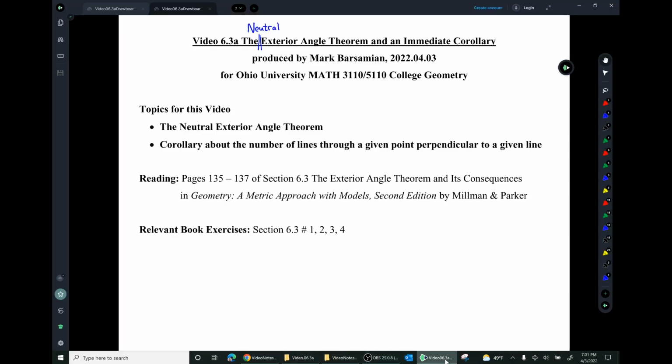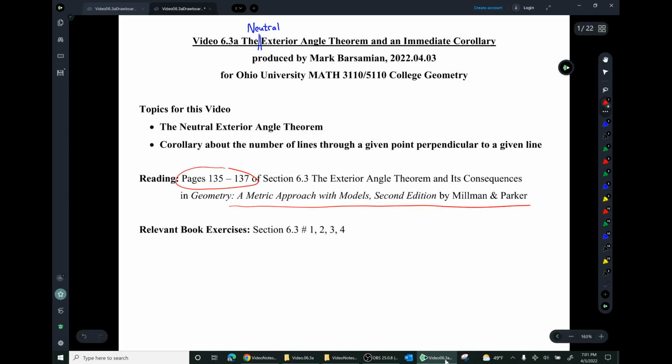This material is from section 6.3 of the book, Geometry, A Metric Approach with Models, second edition by Millman and Parker. More specifically, pages 135 to 137 are relevant to this material. And these four exercises are also relevant.